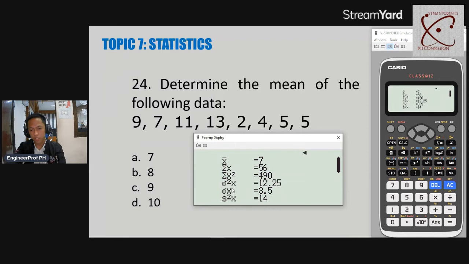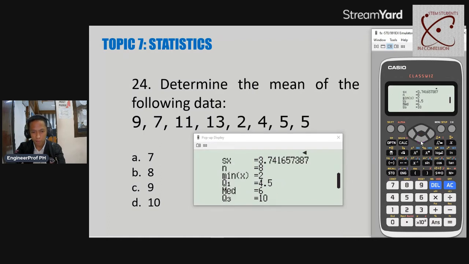As we all know from statistics, the standard deviation is just the square root of the variance. So ito, population variance 12.25, population standard deviation 3.5, and you have here the sample variance 14, and navigate pa natin pababa. We have here the sample standard deviation 3.74. Madaming binigay na value. So number of terms, 8 silang lahat.